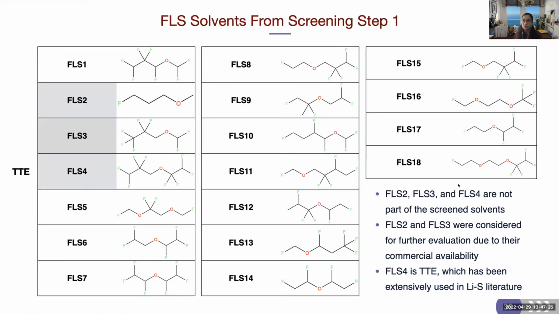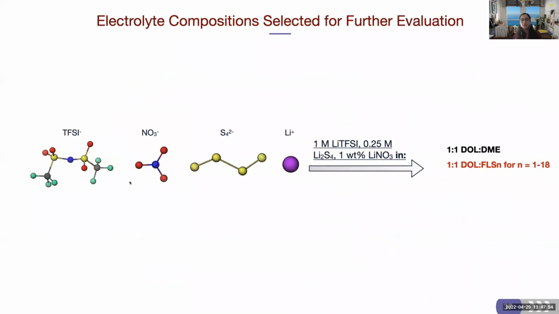So here are the 15 solvents, and you would notice that there are actually 18. We included 3 more solvents, which are here in the gray. We included FLS2 and FLS3 because they are commercially easily available. We included FLS4, even though it performs poorly based on our screening criteria, because this is the most used and tested solvent in the literature. And then we performed combinatorial MD simulations for various structural and dynamical properties.